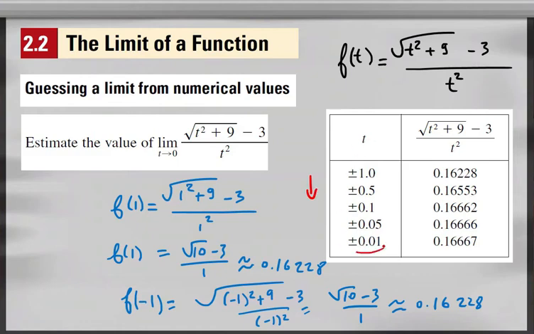It would seem from the table that the function values are approaching 0.1666 as t gets closer and closer to 0. And this value is an approximation of the fraction 1 over 6. And so we guess that the limit, when t approaches 0, of f of t equals root of t squared plus 9 minus 3 over t squared, is 1 over 6.